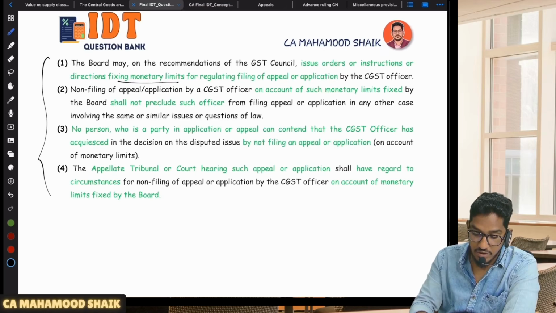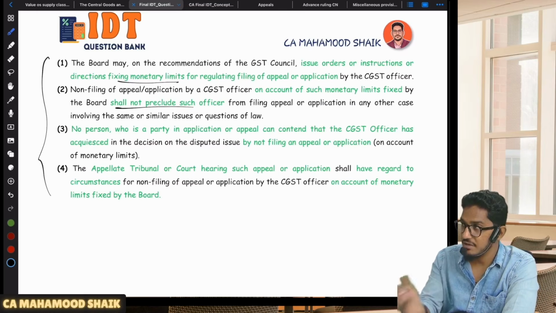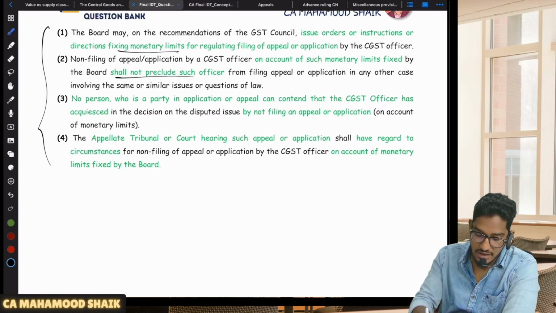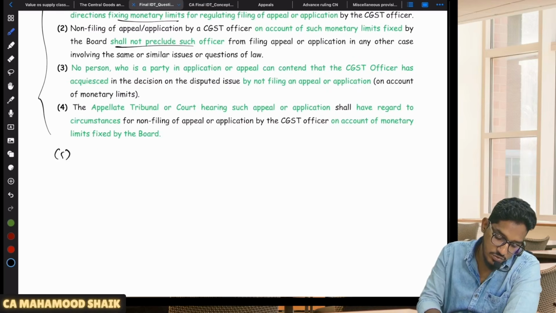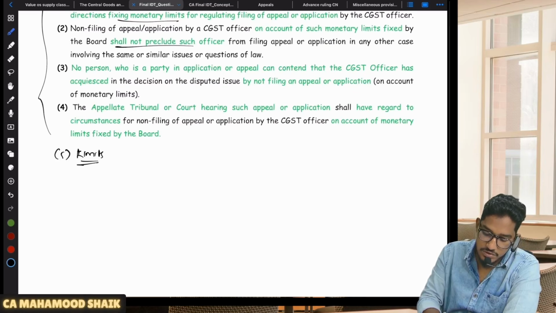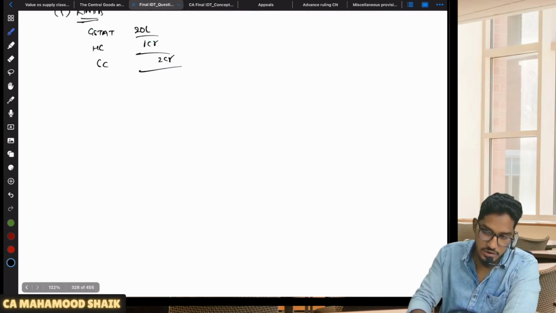And when they're not filing, it doesn't mean that the board has precluded that officer. That means they have accepted that judgment. They can file in other cases also, not like that. So they are given all those points. Add one more point also, write those limits also. What are those monetary limits? If it is GST appellate tribunal, 20 lakhs. If it is High Court, 1 crore. If it is Supreme Court, 2 crores. Just write those monetary limits also.